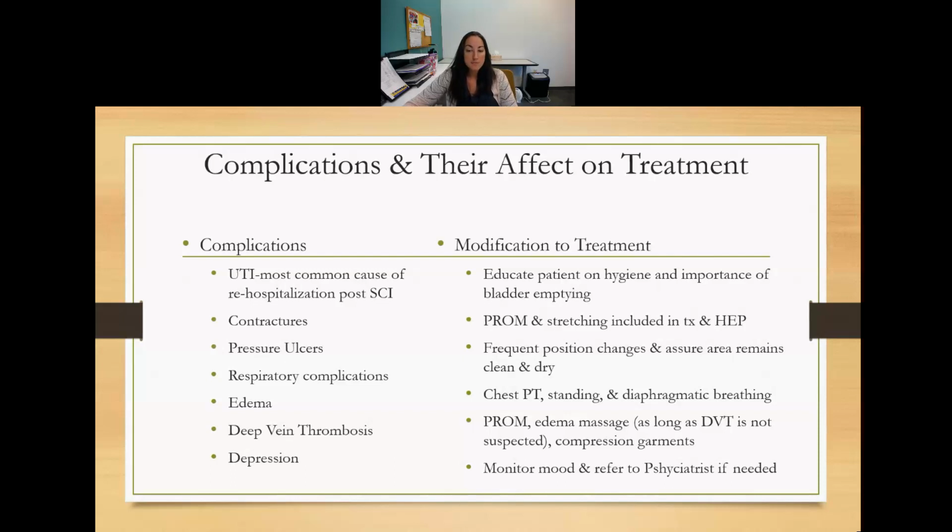Compression garments and those compression devices can all help decrease the chance of DVT by increasing the blood flow and not allowing it to pool. And then depression, monitor the mood, refer to a psychiatrist if needed, educate the family members on signs of depression, anything like that. Refer out if you do feel the patient is depressed.